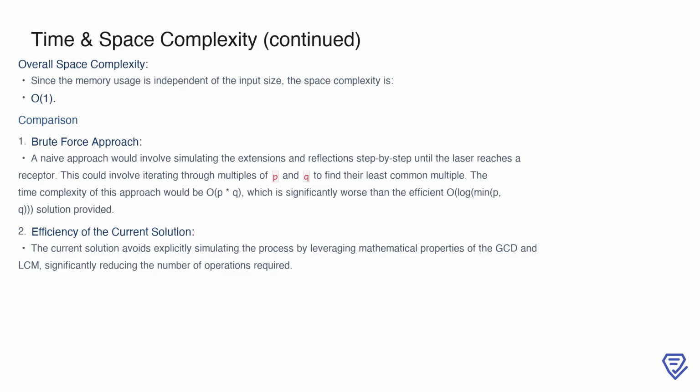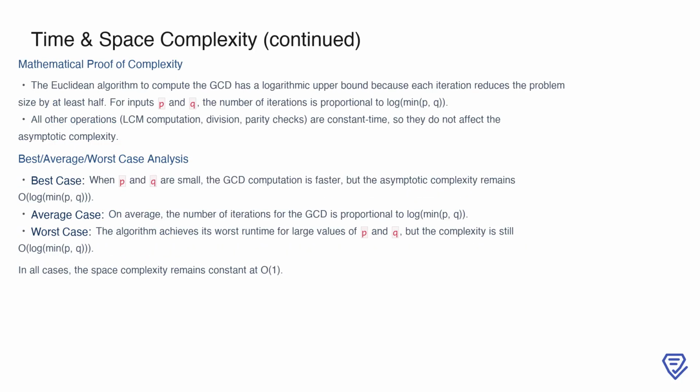The key advantage of the current solution is that it avoids explicitly simulating the process by leveraging the mathematical properties of the GCD and LCM. This drastically reduces the number of operations required, making it far more efficient. The mathematical proof of the time complexity lies in the behavior of the Euclidean algorithm.